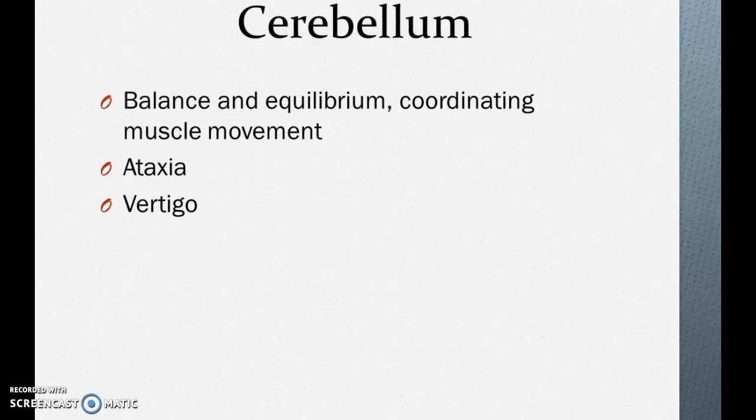Another part of the brain would be the cerebellum. With the cerebellum, it's dealing with balance, equilibrium, coordinating muscle movement. If there's a CVA in this area or some type of problem or disorder, they could have ataxia, vertigo. We had gone over some key terms a couple weeks ago in class: dysmetria, dysdiadokinesia, movement composition, and nystagmus.